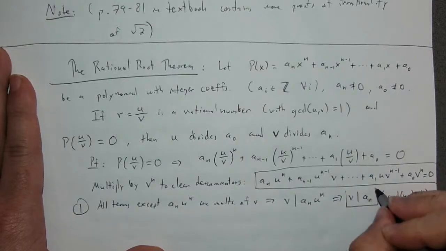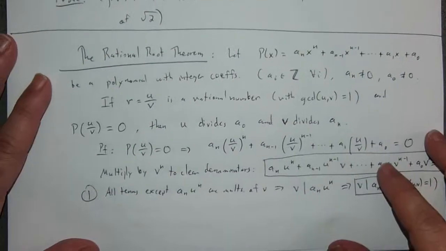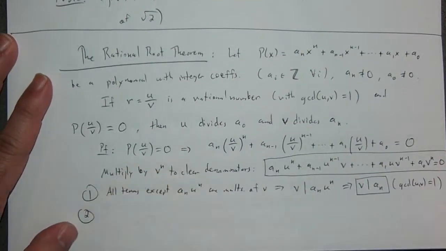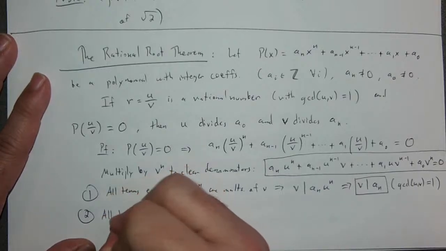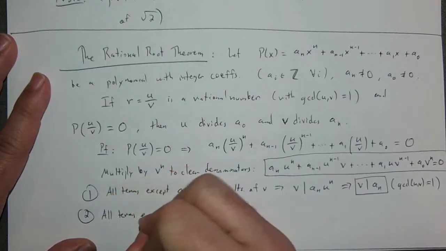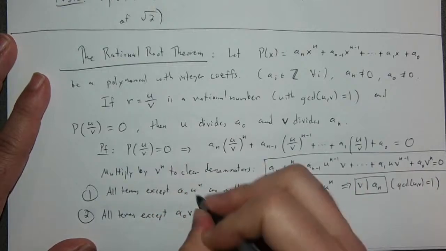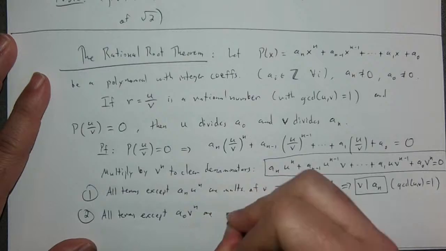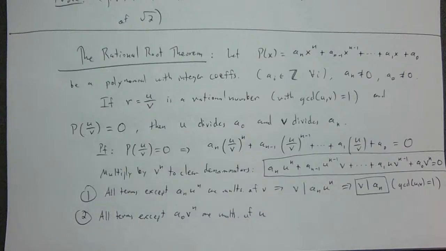Okay, so I get that v must divide the leading coefficient. Similarly, looking at the same expression, every single term here involves a u except the constant term. So all terms except a naught v to the n are multiples of u. You see where I'm going with this already.